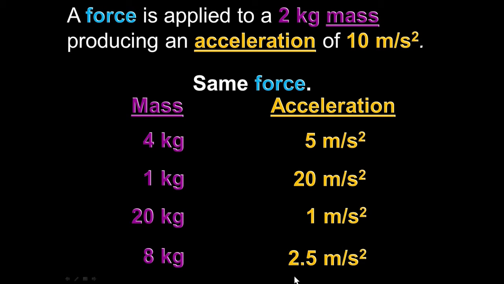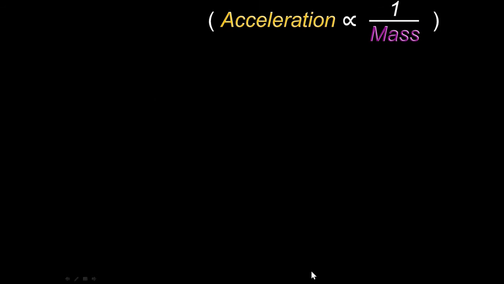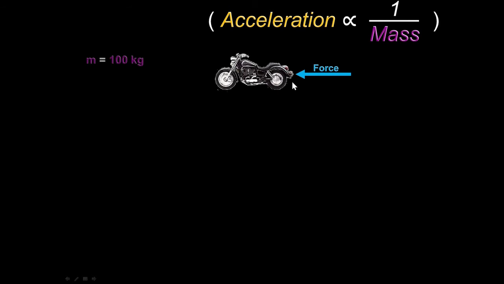One quarter of what that was. So that divided by 4 is 2.5 meters per second squared. All right, let's do another example of that.